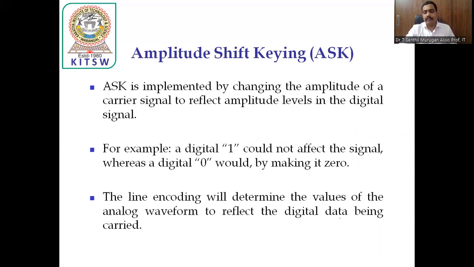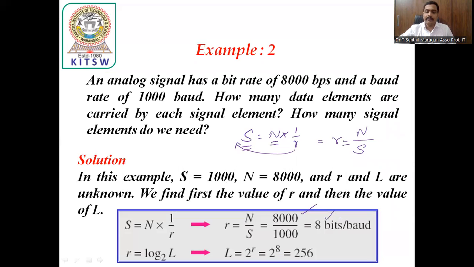So what is the level we require? How many levels are required? We know that L equals 2 power R. So R equals 8, and 2 power 8 equals 256. So we need 256 levels to transmit this data with this bit rate and signal rate.